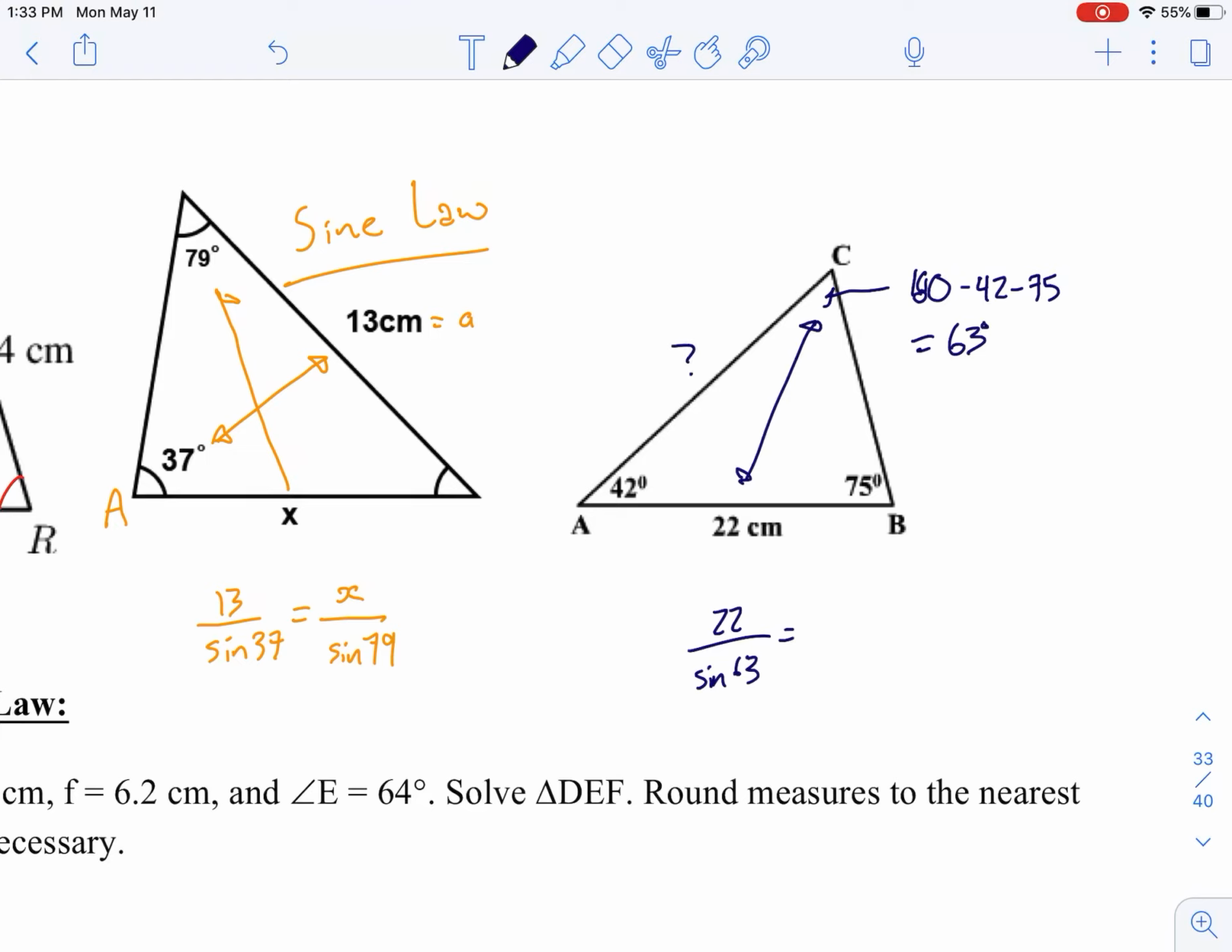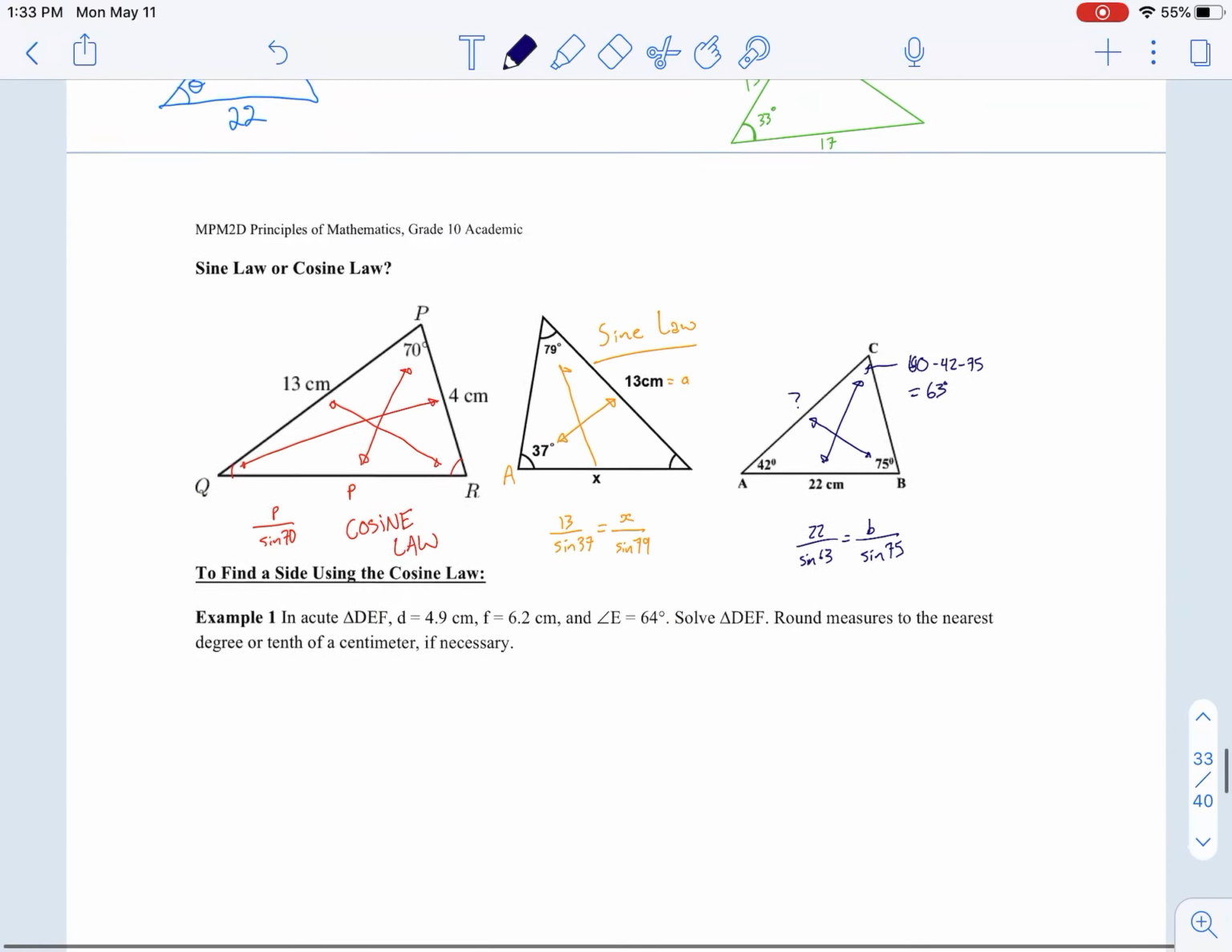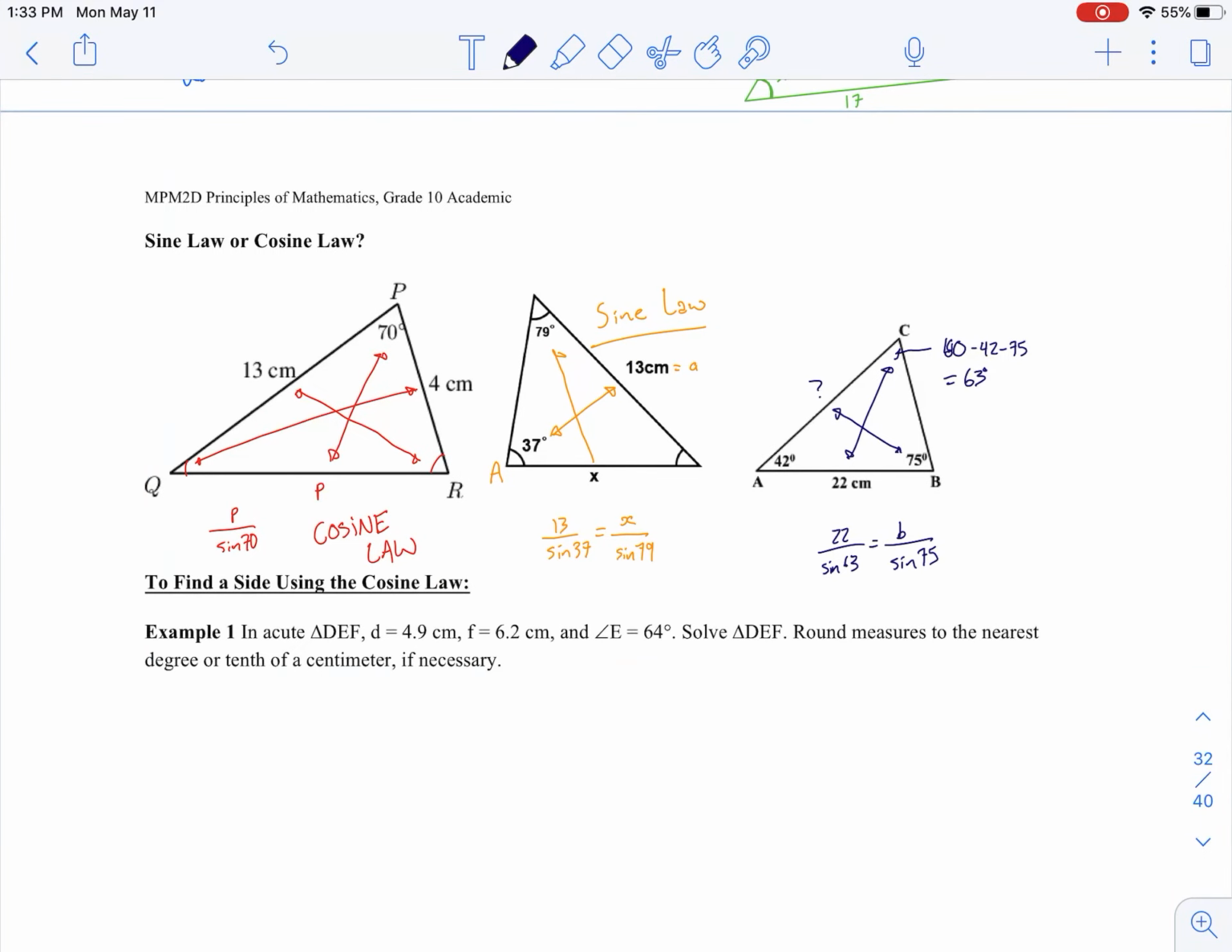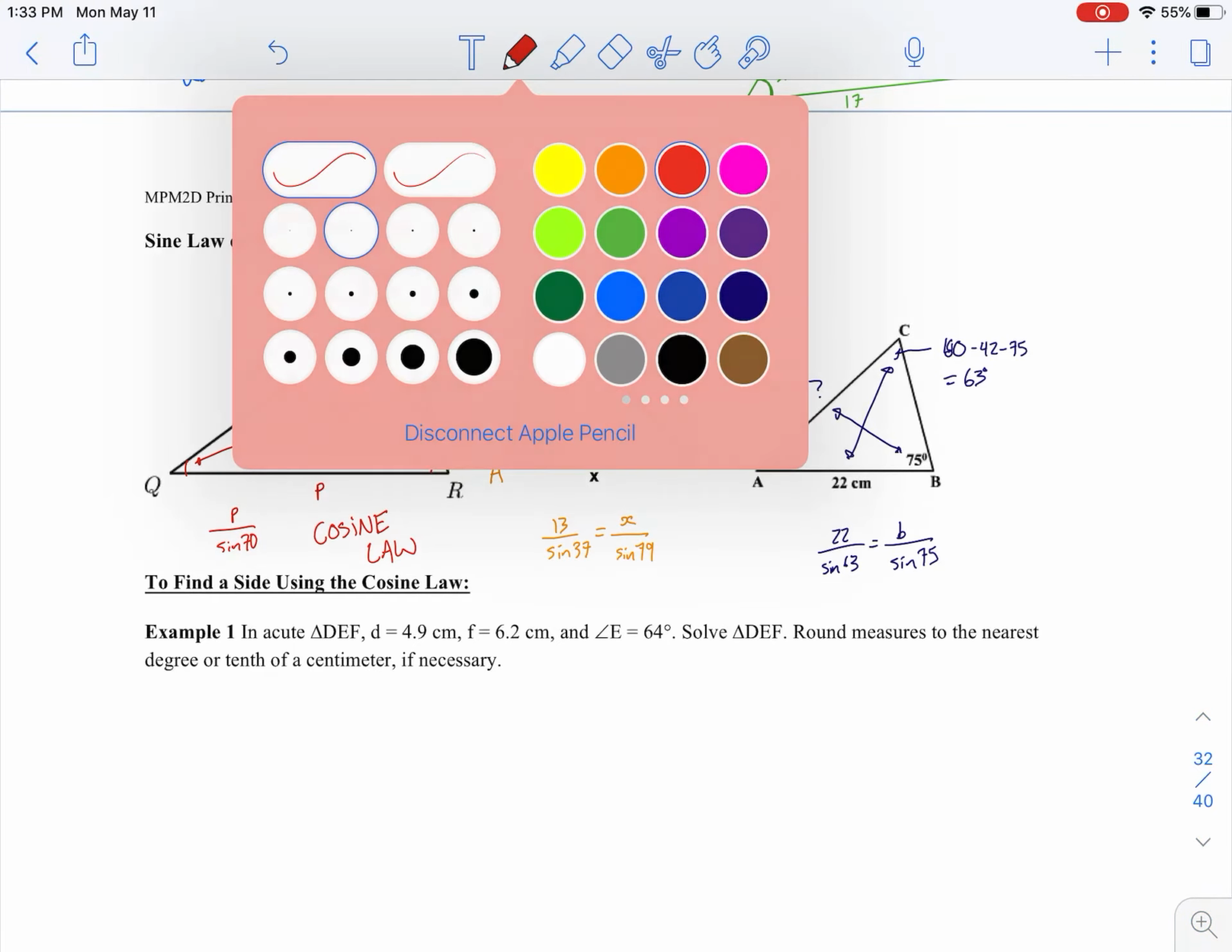Let's say we wanted to solve for this side first. So that would be our next ratio. We would have B over sine 75, and we could solve for B. I'm not going to go ahead and do that, but if you really wanted to, you could go ahead and solve. So we can see when to use the cosine law and when to use the sine law.